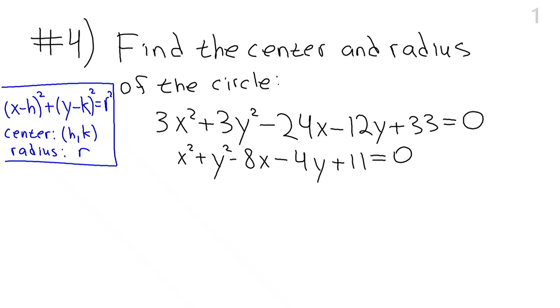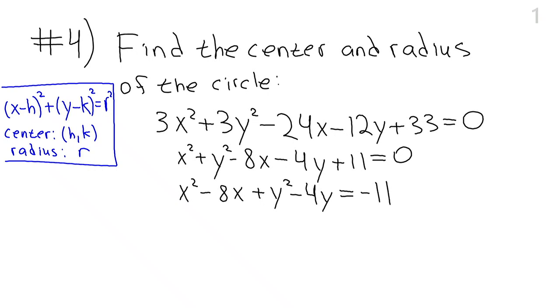Now there are several different things you can do, all of which are correct. One of the things that I like to do is put the constant, in this case 11, on the other side, and also put the x's together and the y's together. So I'm going to rewrite this as follows: x squared minus 8x plus y squared minus 4y equals negative 11.